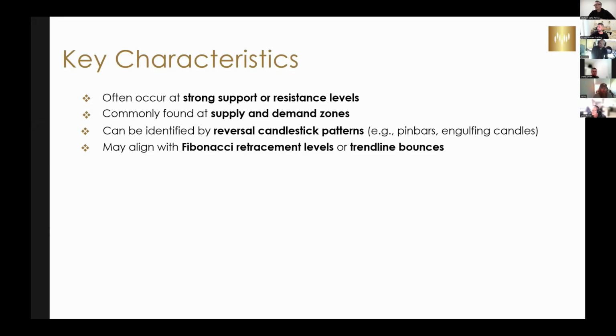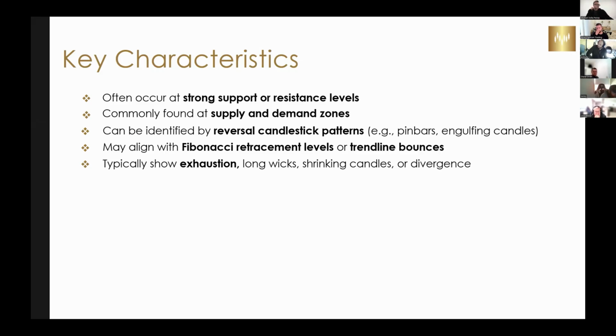Once again, back to the euro yen. Trend line bounces could be something that could have occurred, but we see it when we draw trend lines. Typically show exhaustion. What you were saying there, Glenn. Runs out of puff, runs out of steam. Long wicks, shrinking candles. Those characteristics, what you see there at those areas, they'll give you an indication price could be turning.